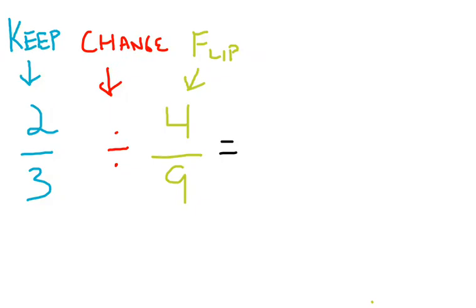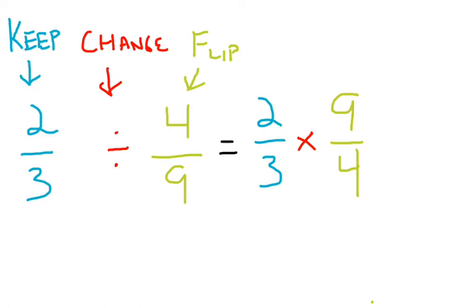Let's look at another problem. Again, I want to keep my first fraction, change my division to multiplication, and flip my second fraction. When I do all those steps, I am now going to have 2/3 still times the flipped fraction, or the reciprocal, which would be 9/4. And I would just do the same steps that I would normally do in a multiplication problem.